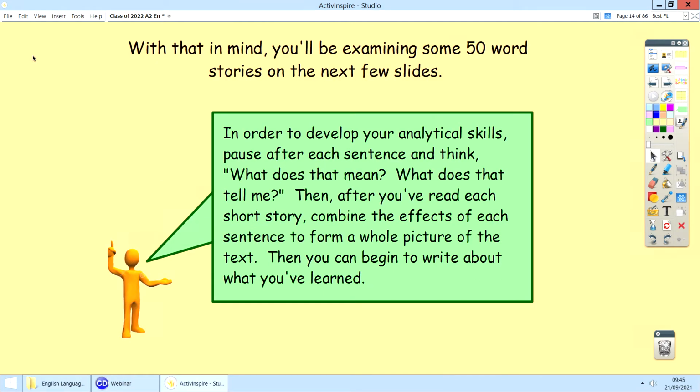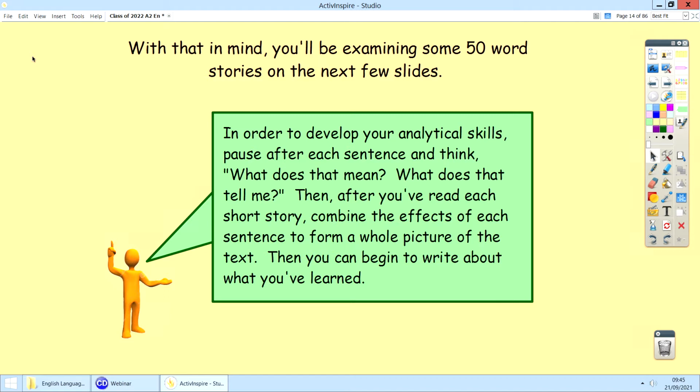So in the next few slides, we'll be looking at some 50-word stories. Now, I'm not going to patronise you and read them out. You can pause the video and do that. After every sentence, Helpful Harvey says, you should think, what does that mean? What does that tell me? And then we can add them all up.